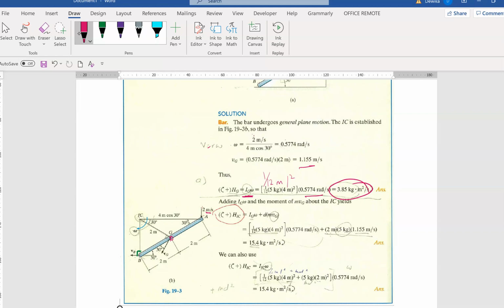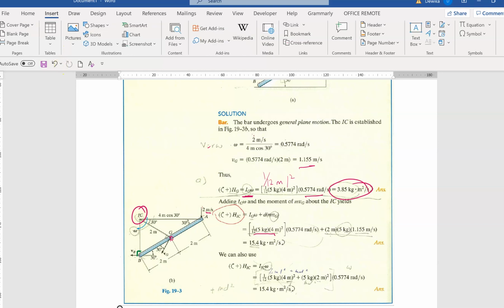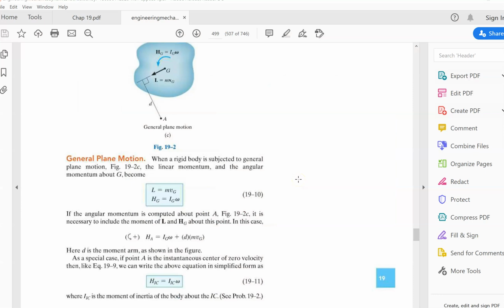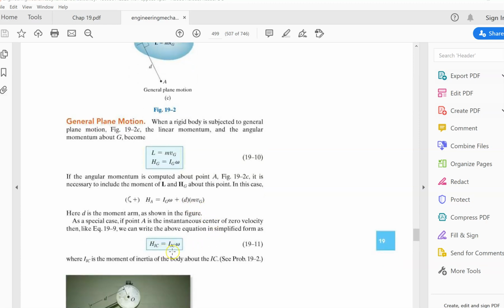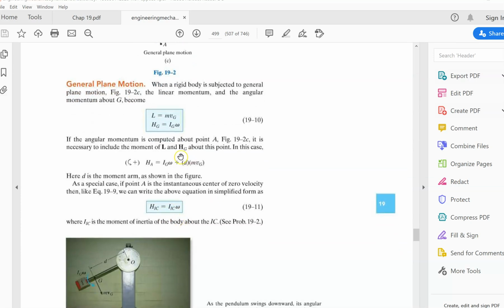Okay. Now the next part is to find the angular momentum about IC. IC is shifted, and the distance is shifted. It is not on the rod itself. It is a distance away. If you look at the formula in the textbook, go to page 521. You will see this formula down here: HA equals IG omega plus D MVG. The next line will be HIC, which is IC omega. This is the breakdown for the IC, meaning a different point from the G itself.